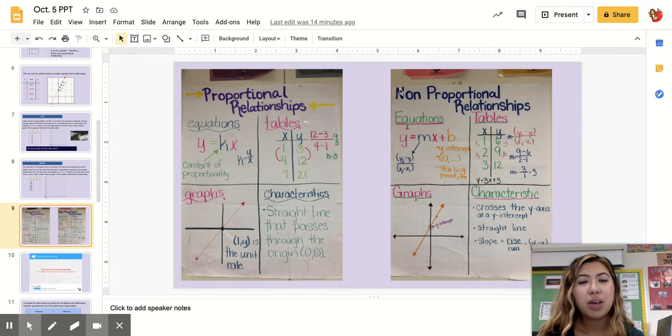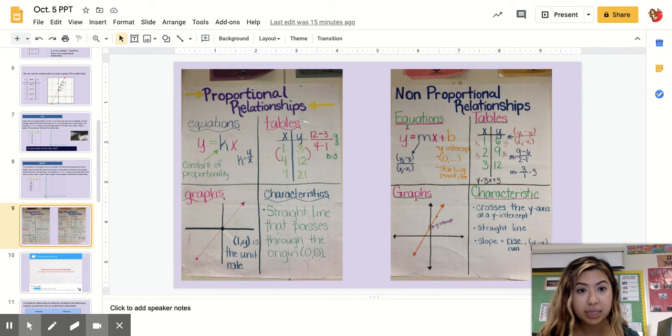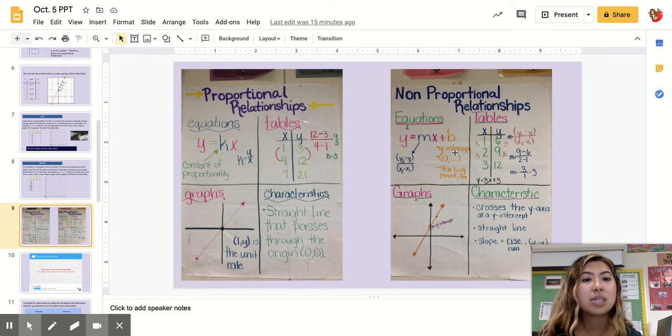We also have anchor charts to help us understand the differences between proportional relationships and non-proportional relationships. So as we've already gone over, the equation for proportional relationships is y is equal to k times x. For non-proportional, it's y is equal to mx plus b. M and k are both representing the change of y over the change in x. For non-proportional relationships, b represents the y-intercept, and that's always written as 0, comma, whatever the b value is, and it's the starting point or the initial value.